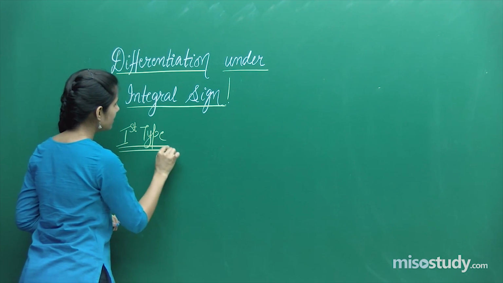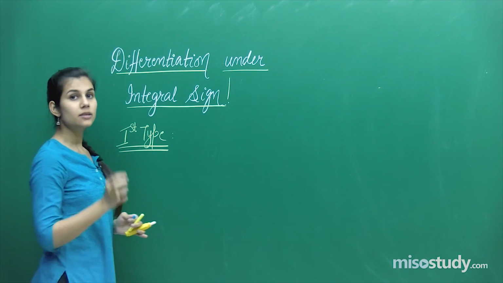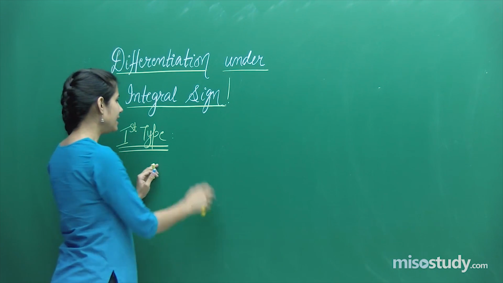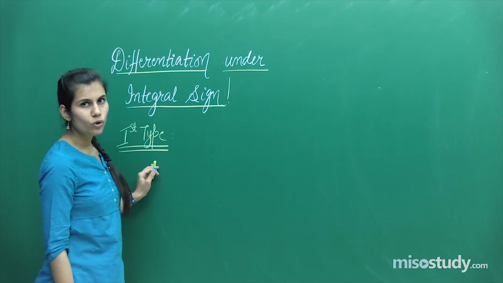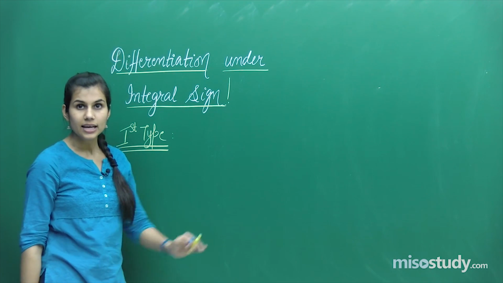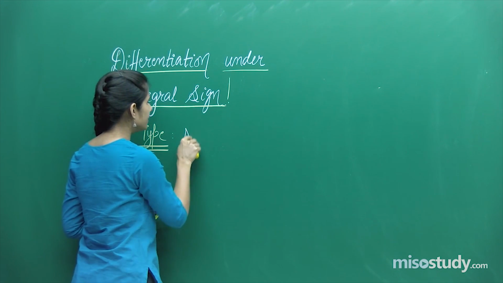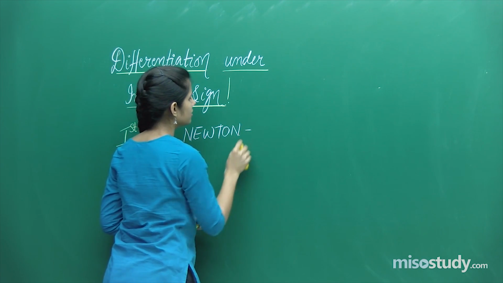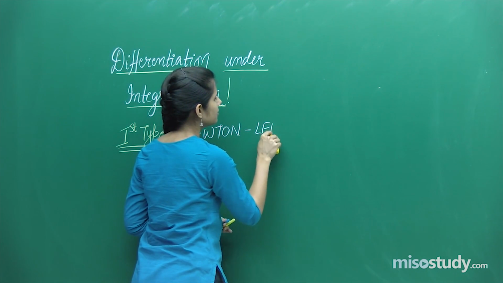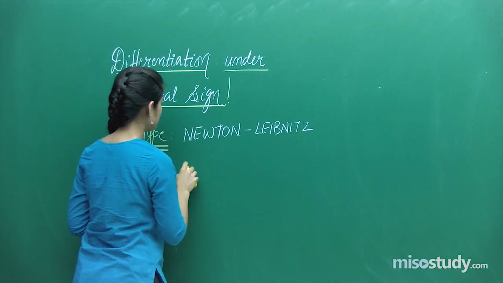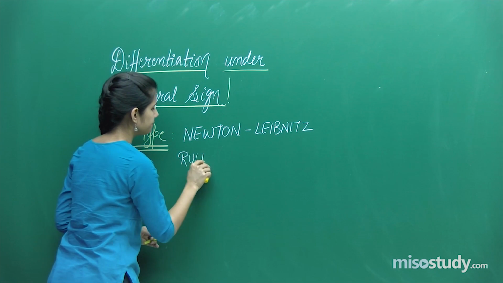Three types are there. Let's talk about the first type. The first type says, whatever is the rule by which you differentiate functions sitting inside the integral sign, that rule will be called the Newton-Leibniz rule.